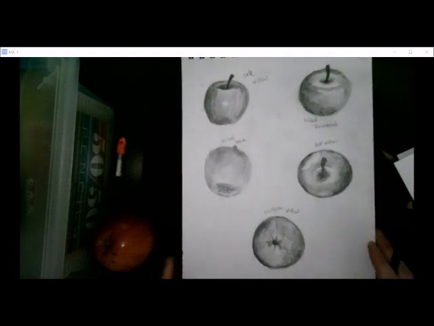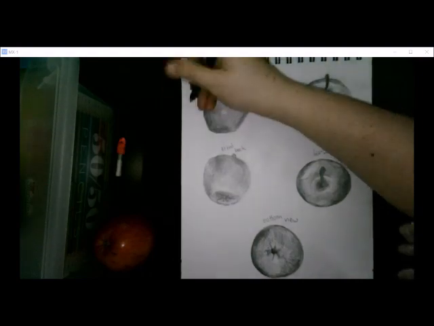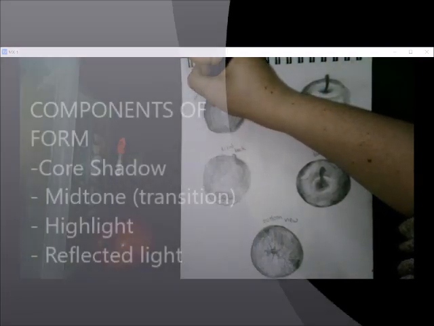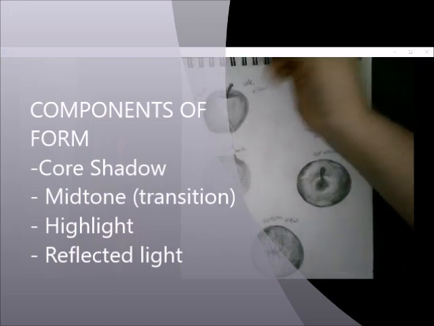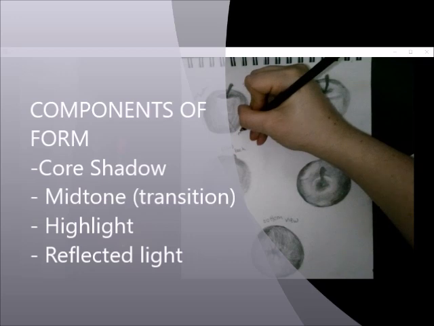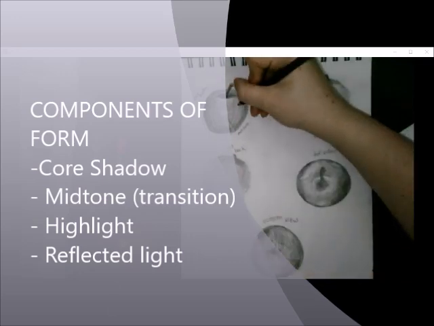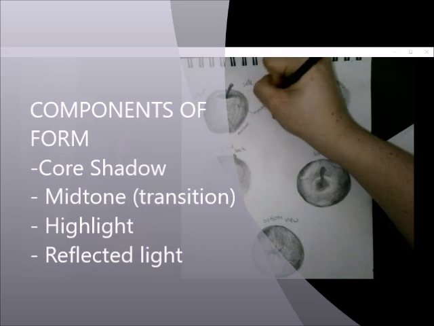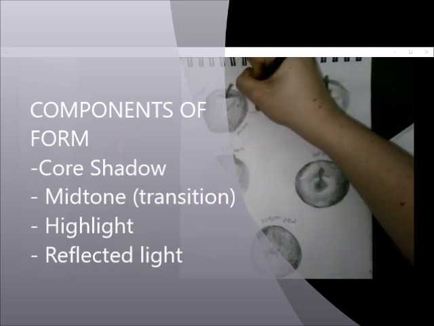And there you go. So again, what I'm looking for when I grade these is I'm looking for that core shadow. I'm looking for the midtone, the transition between the core shadow and the highlight. And I'm looking for the reflected light.